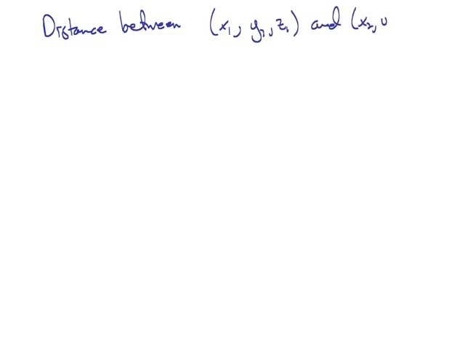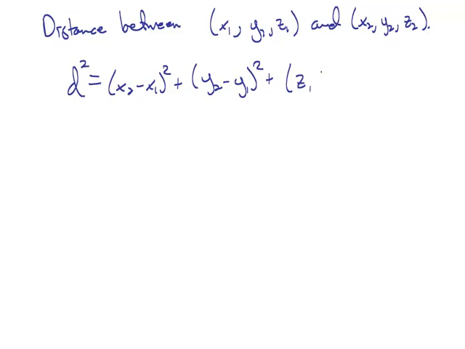So, of course, we want to generalize that for any 2 points. We want to be able to find the distance between any 2 points. And we'll call those points x1, y1, z1, and x2, y2, and z2. And of course, what we're going to do then is take our x value of the first point and the x value of the second point and find the distance. So the distance squared will be the difference of our x values squared plus the difference of our y values squared plus the difference of our z values squared.